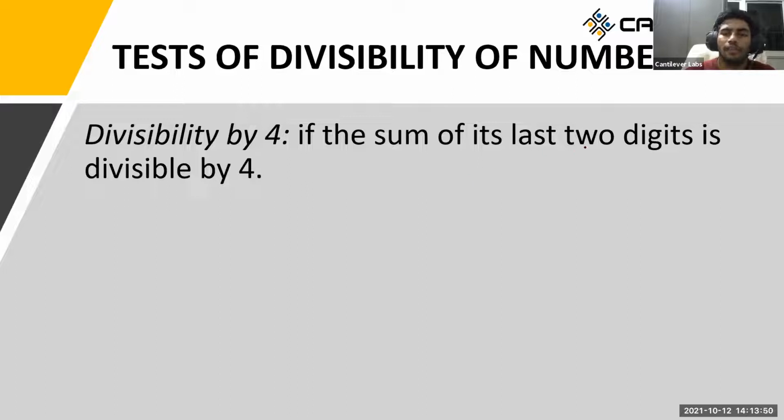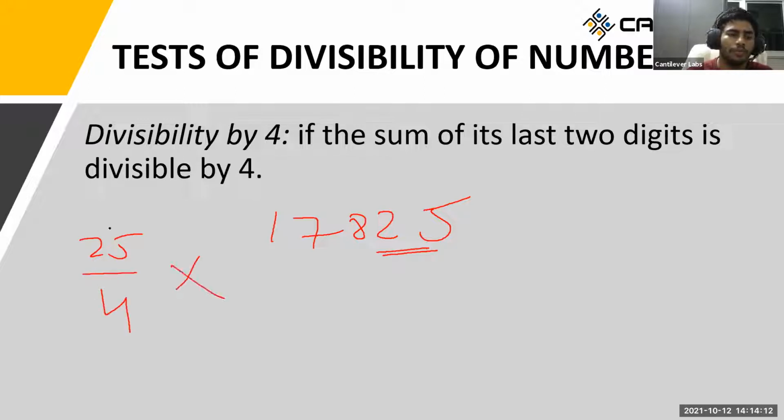If the last two digits are divisible by 4, then the whole number would be divisible by 4. So we'll see. Let's consider the number 17,825. You'll just consider the last two digits, here 25. Is 25 divisible by 4? No, 25 is not divisible by 4. Hence, we can conclude that 17,825 will not be divisible by 4.